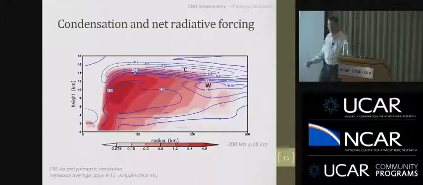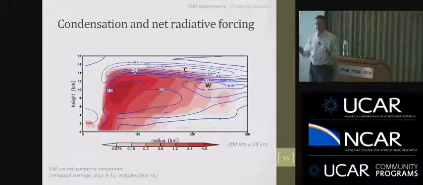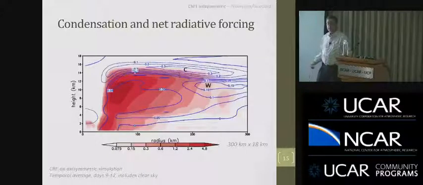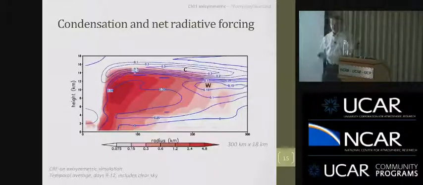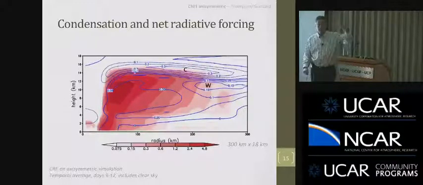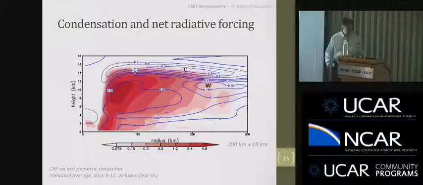The horizontal axis is radius out to 300 kilometers. The vertical axis is height up to 18 kilometers. The colored field is condensation, averaged over 3 diurnal cycles after the storm has become mature. It's a log 2 scale, but we're basically seeing what the central dense overcast looks like. And at the top of that overcast, we see cloud top cooling. That's what the dashed contours are. And within the cloud, some warming. This is net radiative forcing, clear sky, long wave, short wave, CRF, all averaged over 3 diurnal cycles.